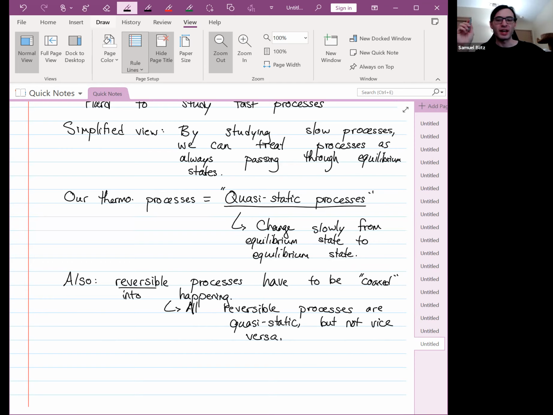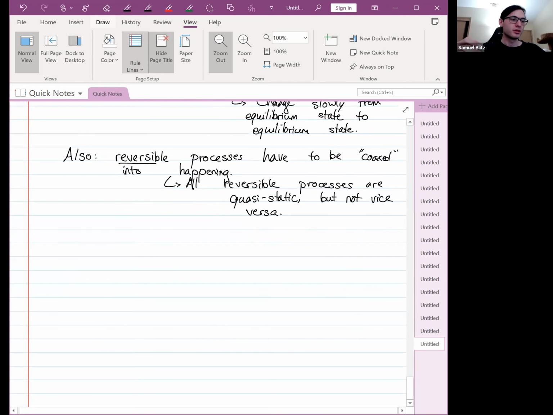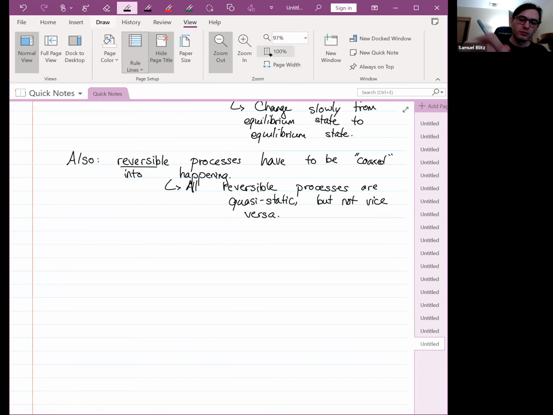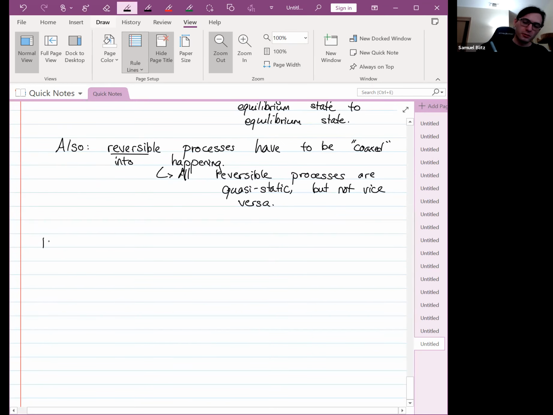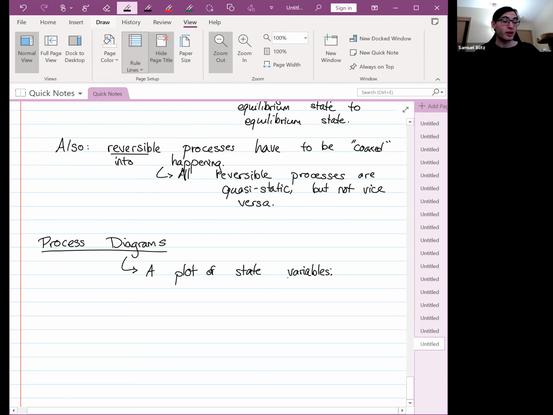So the question then is, how do we mathematically describe these processes? Well, the way that we do that is with things called process diagrams. By the way, the reason why we're talking about processes is because so far we've talked a lot about the thermo in thermodynamics, but we haven't talked about the dynamics in thermodynamics, i.e. how these things change with time. So a process diagram is basically just a plot of state variables together. So on one axis, you might have one state variable. On another axis, you'll have a different state variable.